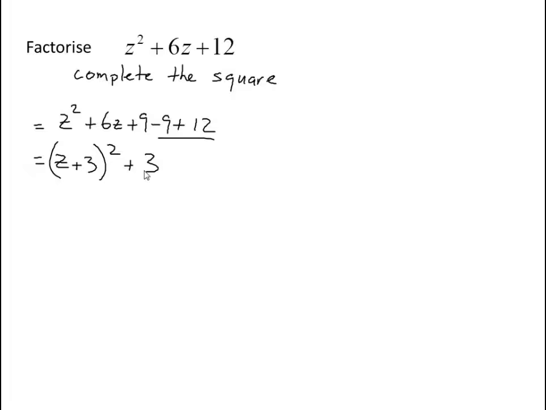Then you say, now I'm using difference of two squares. Plus 3 is the same as minus 3i squared. So that becomes z plus 3 minus root 3i, z plus 3 plus root 3i. So remember, we've used our difference of two squares for this last factorisation.